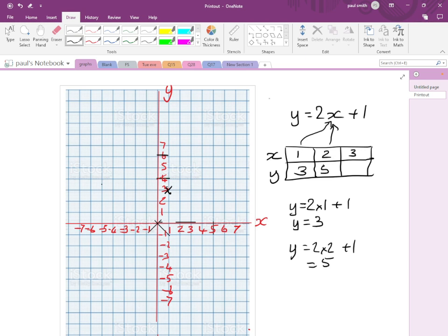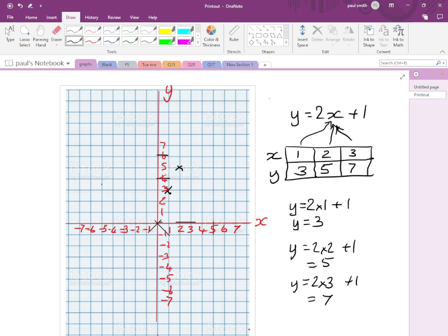So this is now 5. So when x is 2, y comes out to be 5. So 2 and 5 is there. Now the third one, we'll put the number 3 in there. So y equals 2 times 3 plus 1, which is 6 plus 1, which is 7. So y is 7 when x is 3.